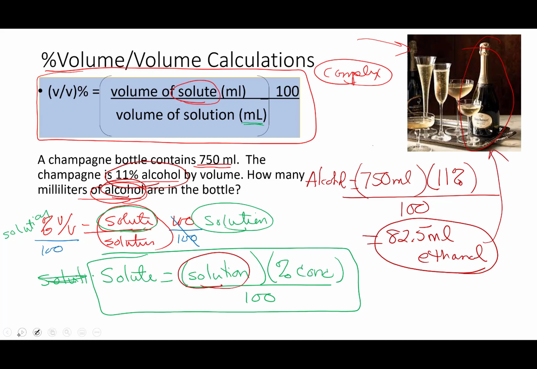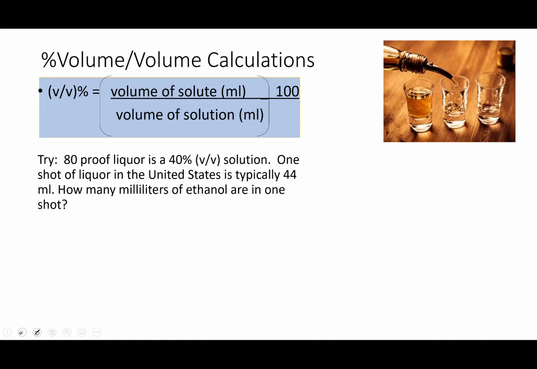All right, let's do another one. Okay, I have 80 proof liquor. 80 proof liquor is 40%, and most of the liquor that you buy in the liquor store is going to be 80 proof. That means it's 40% volume solution. One shot in the US is typically 44 milliliters. If you read on the internet, there's going to be debate how big a shot is, but we're going to use 44. That's the most common standard.